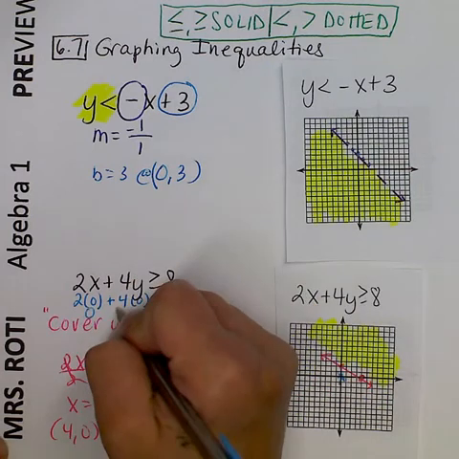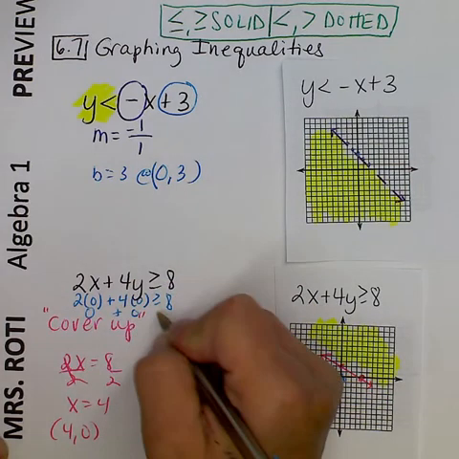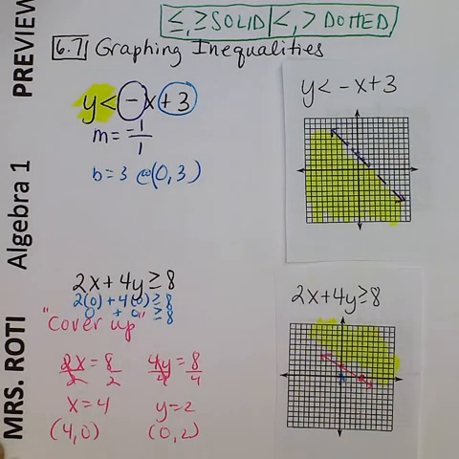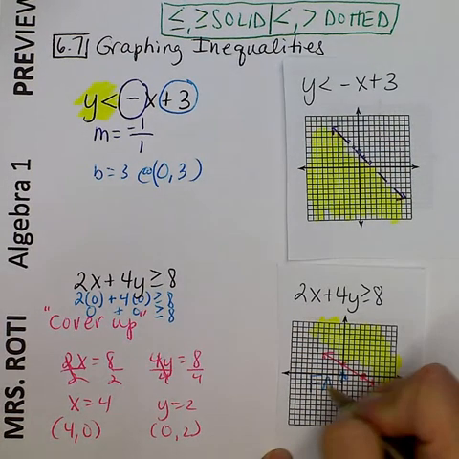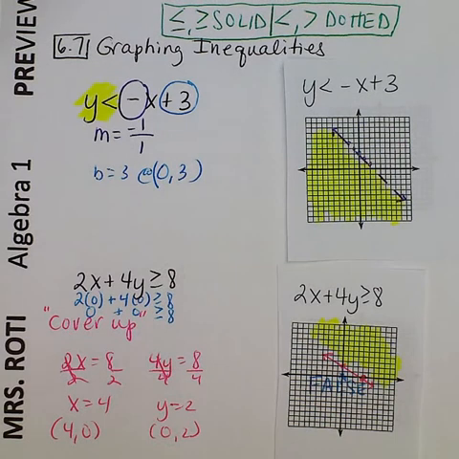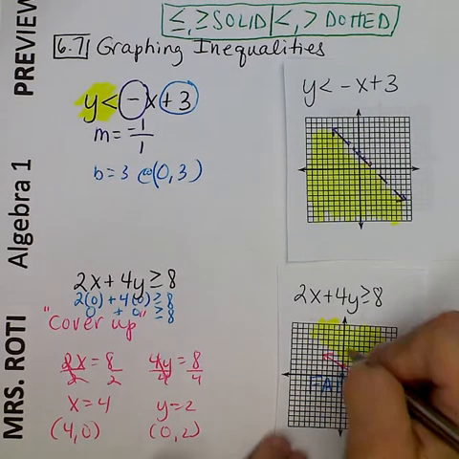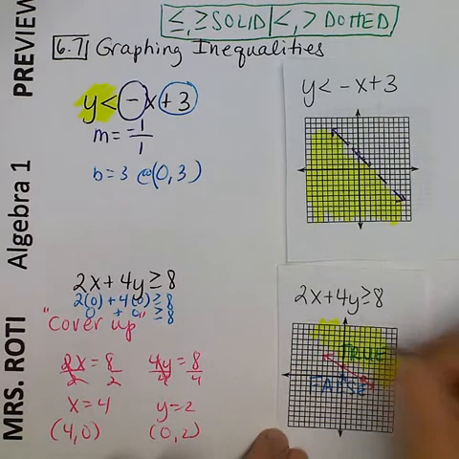0 plus 0 is 0, and 0 is not greater than or equal to 8. So where that point is a false statement. So I cannot shade there because the opposite is where it would be true, and we only shade where it's true.